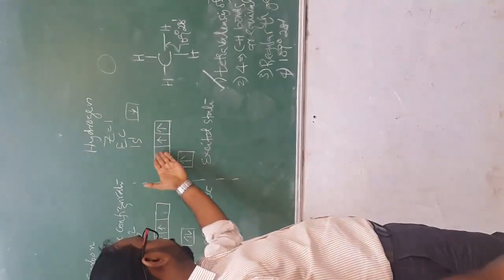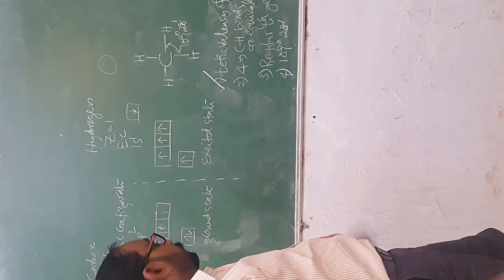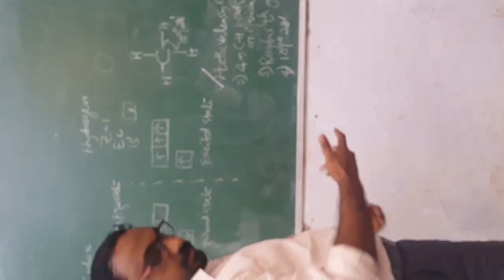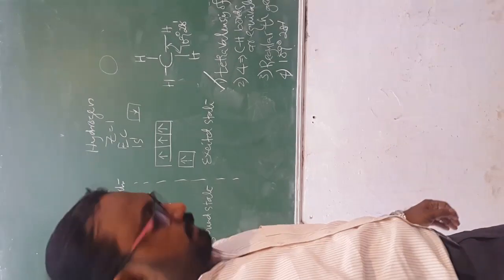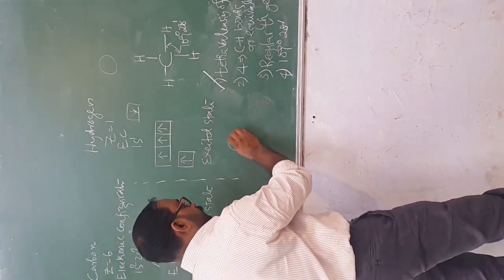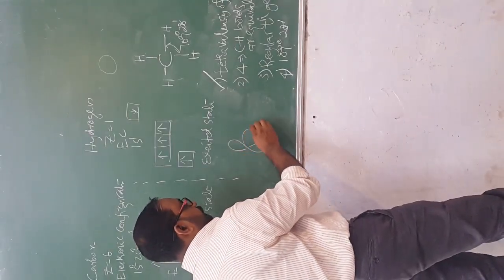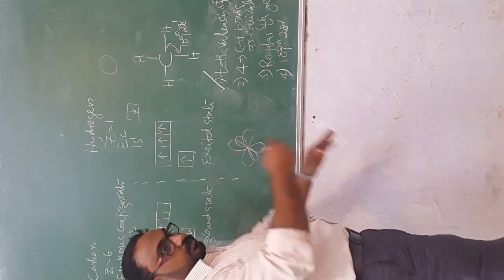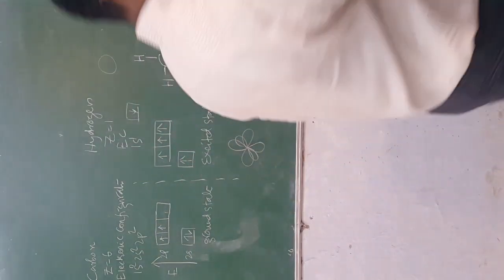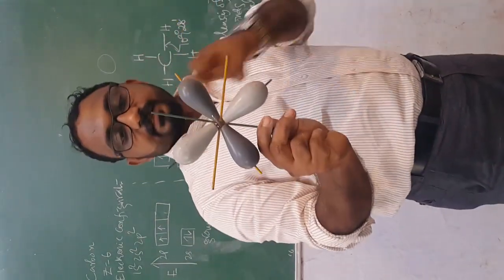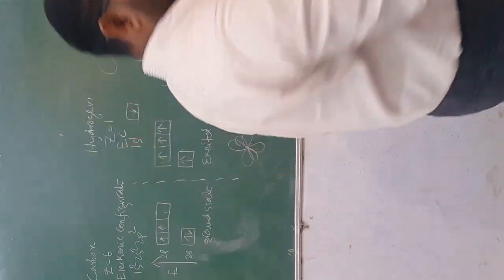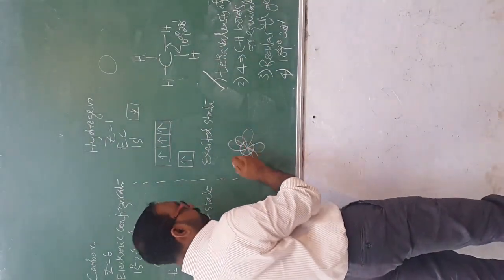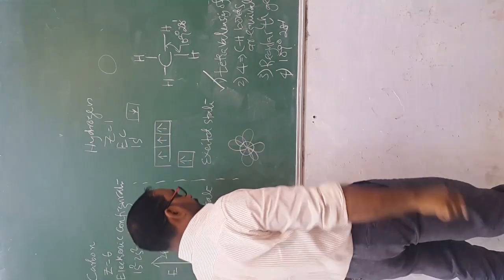And now here there are 4 orbitals, 1 s orbital and 3 p orbitals. If you draw in a simple way the orbital overlapping, this is one p orbital, another p orbital, another p orbital. You imagine 3 p orbitals the same way, like x, y, and z. That's how it will be, and the s orbital will be in the middle. One s orbital, 3 p orbitals.